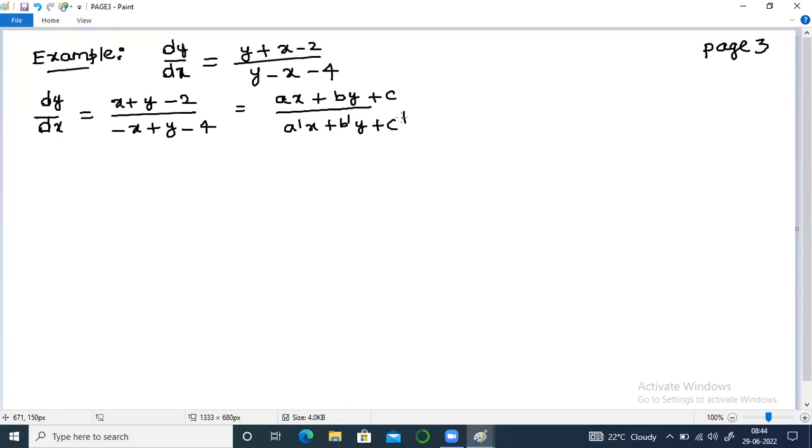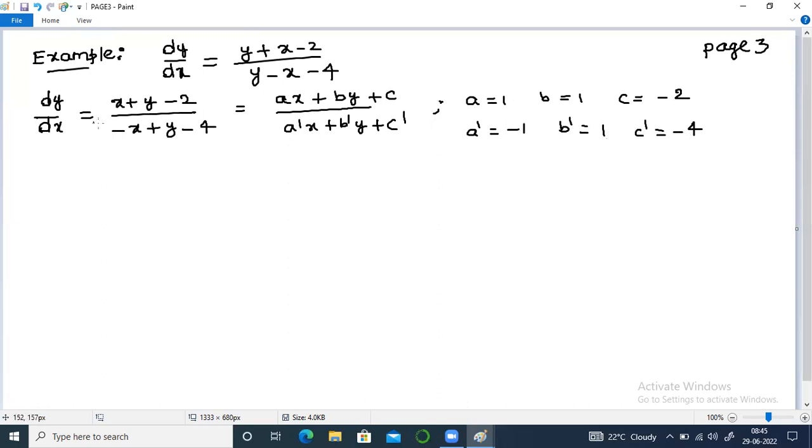So I have to change it. I have to convert it into homogeneous form. How to convert into homogeneous form? Firstly, you know that it resembles ax + by + c. So a is equal to 1, b is equal to 1, c is equal to minus 2. This much detail is not required, but I'm taking it as it is the first problem. a' is equal to minus 1, b' is equal to 1, c' is equal to minus 4.